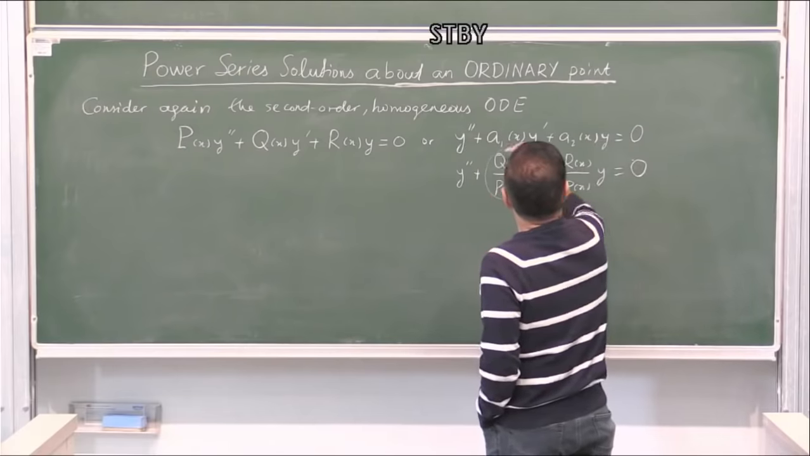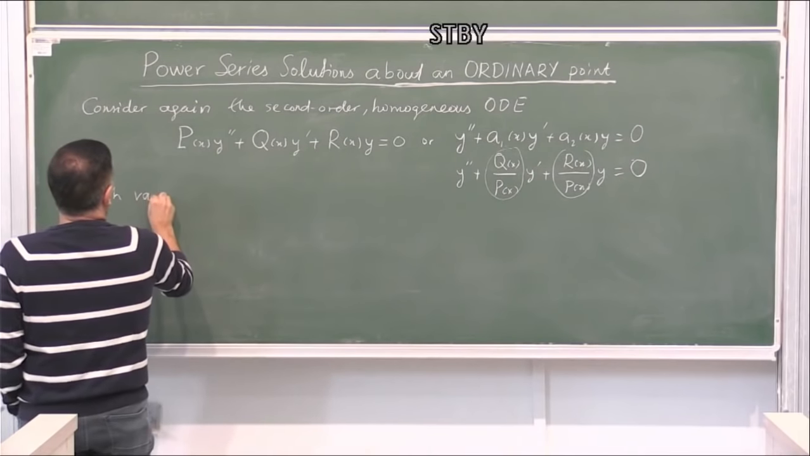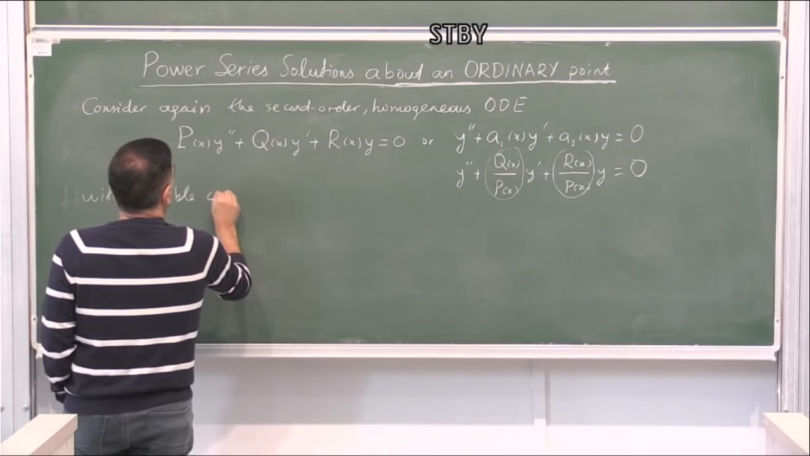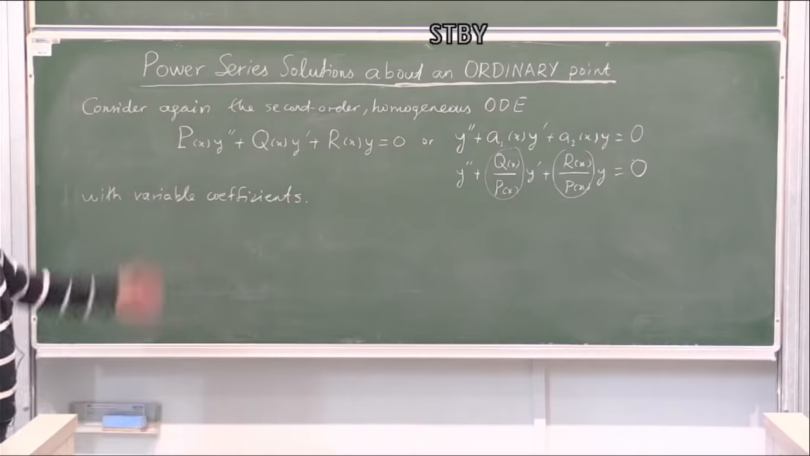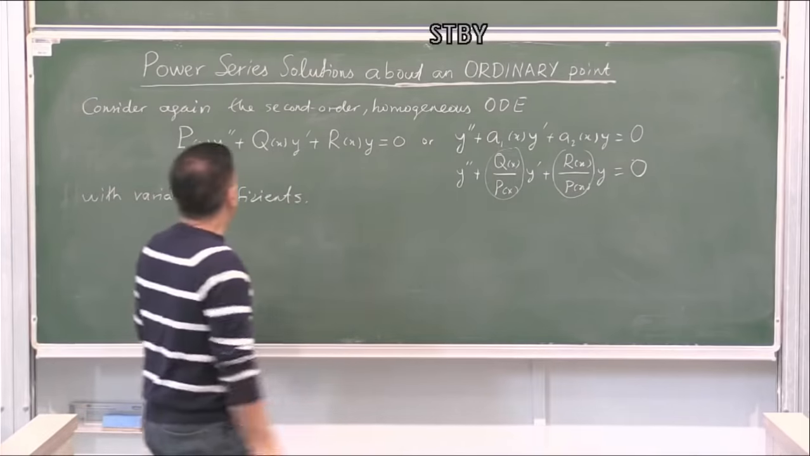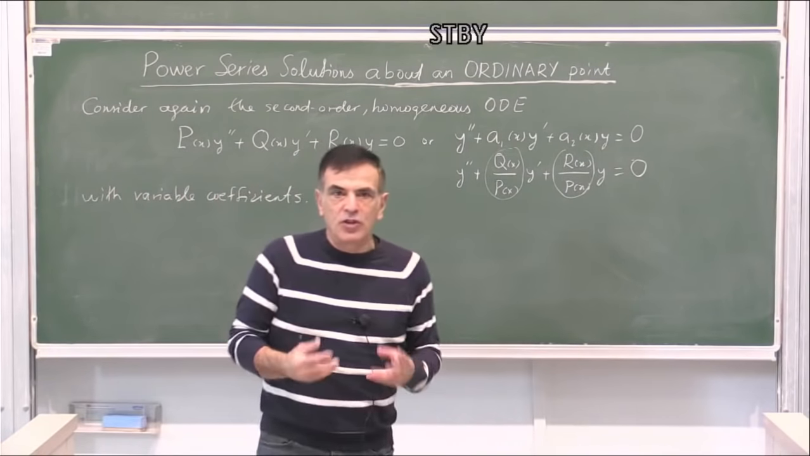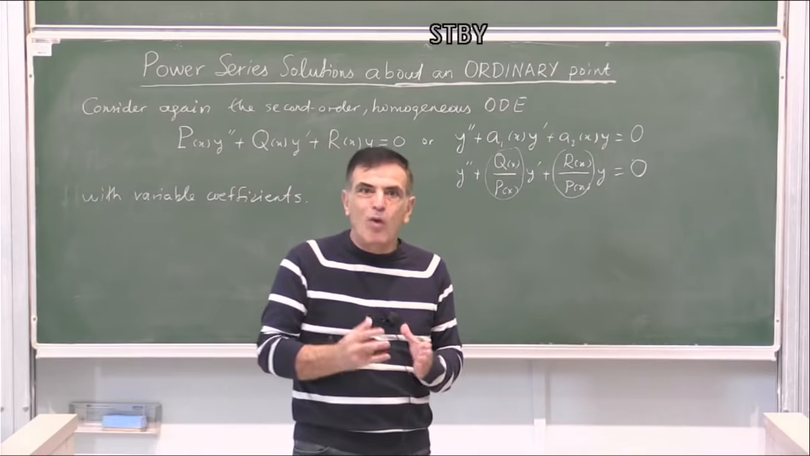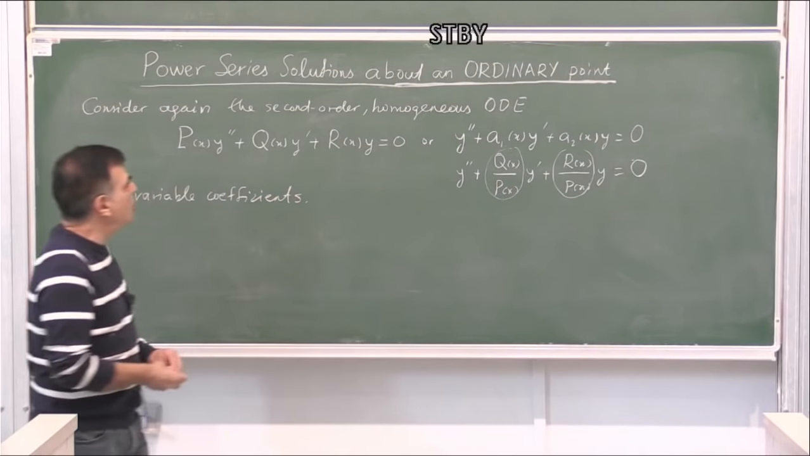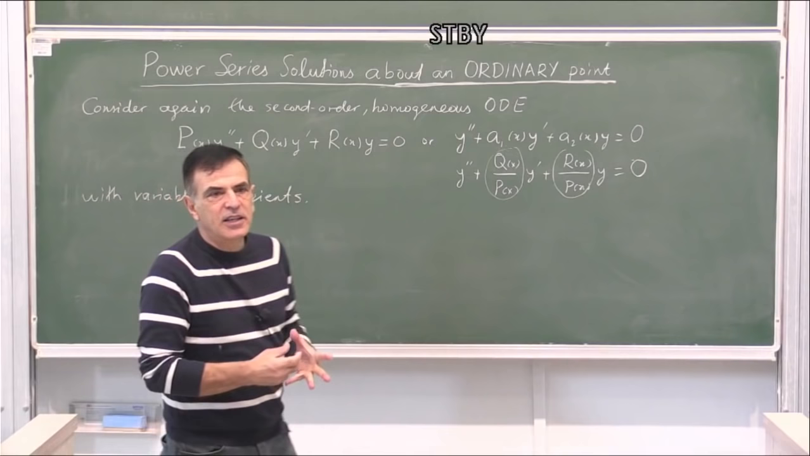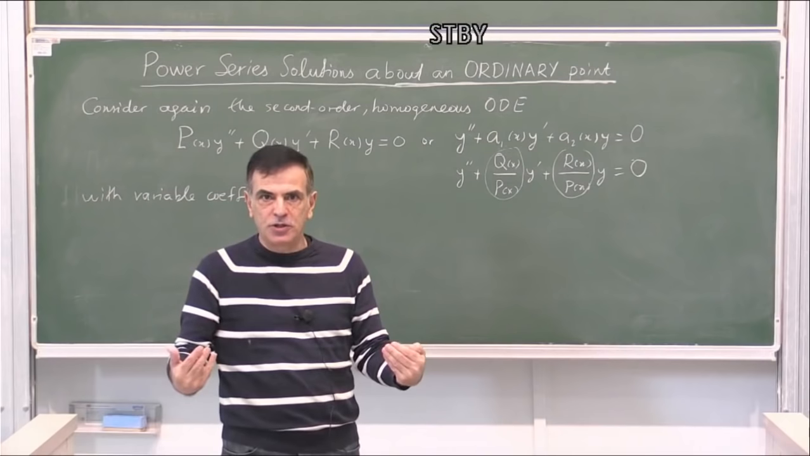Okay? So with variable coefficients. Okay, the general solution is the combination of two linearly independent solutions, but unfortunately, as we stated in part 1, there is no general procedure to find explicit closed form solutions. That is, a solution in terms of a finite combination of elementary functions. So instead, the idea is to find the power series representation of the solutions. Okay?